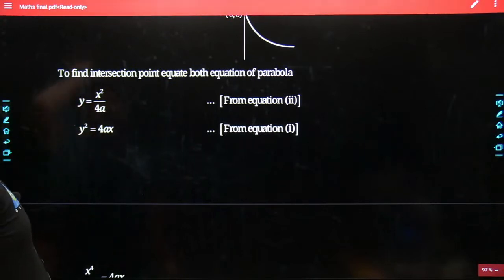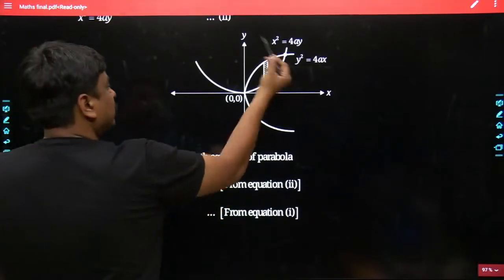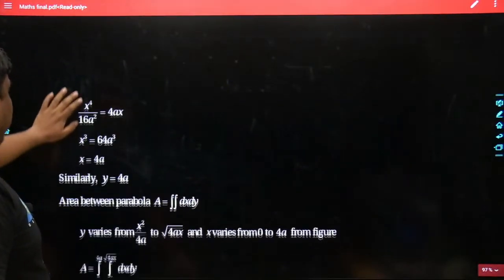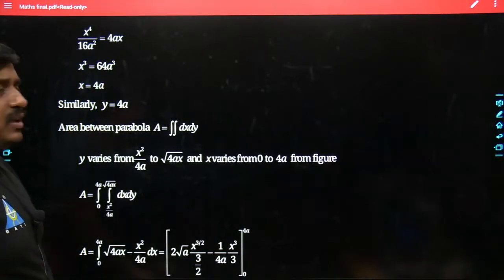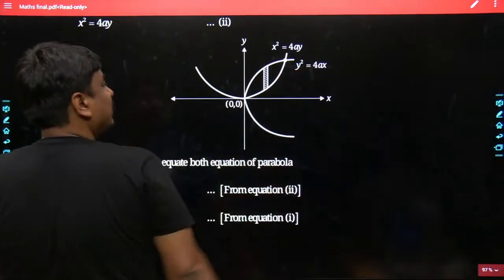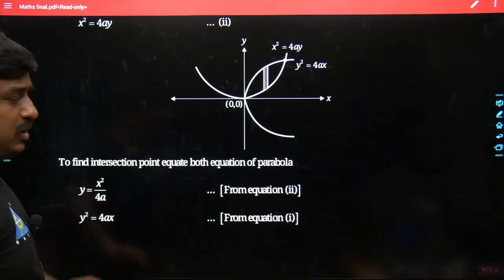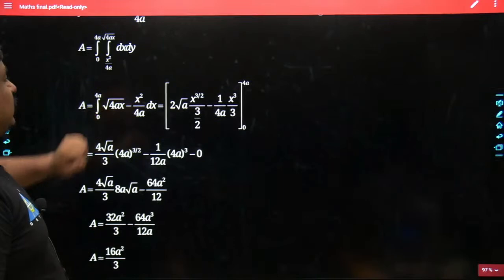See what I have done? To find the intersection point, I have equated both of the equations such that I would get the intersection point here. Once I equated both of them, the point of intersection we got during calculation was x equals 4a and y equals 4a. That means the point of intersection was known to me as (4a, 4a). Once the integration has to be done, my dear friends, how would the integration be?